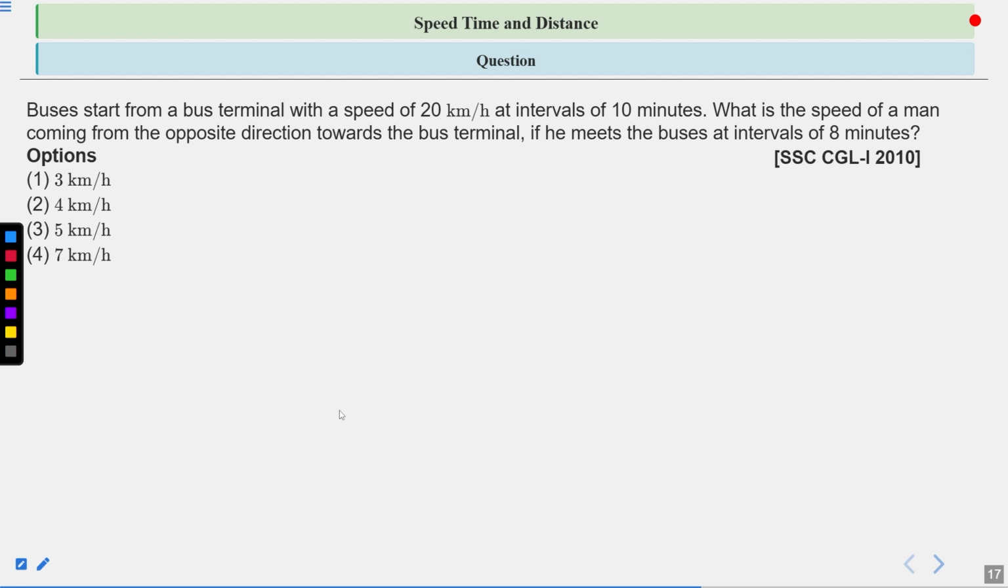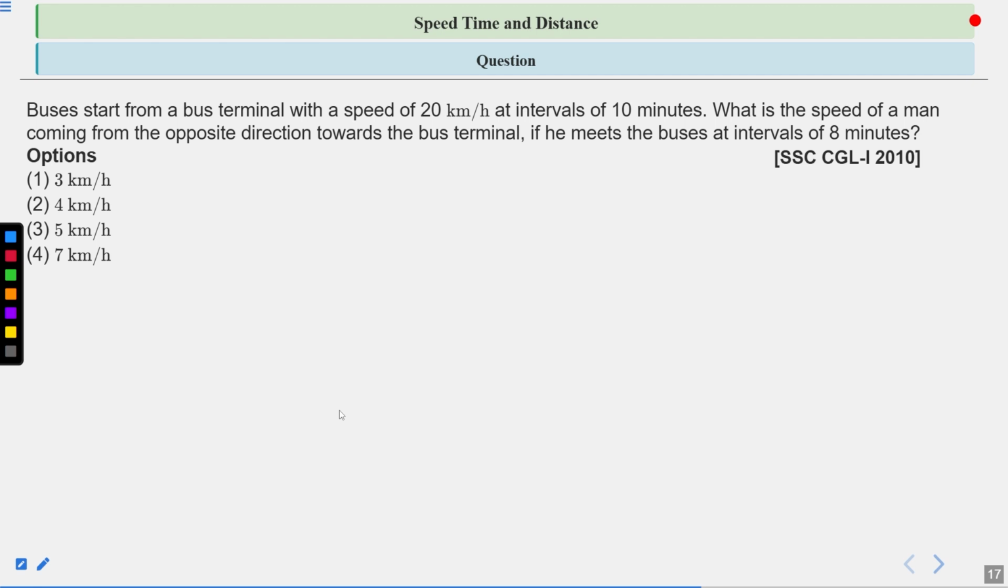Buses start from a bus terminal with a speed of 20 km per hour at an interval of 10 minutes. What is the speed of a man coming from the opposite direction towards the bus terminal if he meets the buses at an interval of 8 minutes? And this question was asked in the SSC CGL Tier 1 exam in 2010.